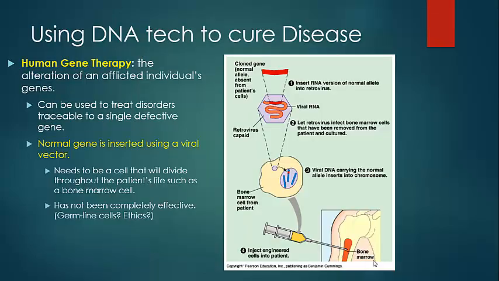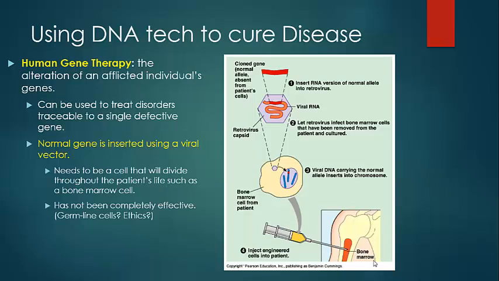All right, what can we use DNA technology to do? One of the things that we're working on DNA technology to do is to cure disease. A method of curing disease using DNA technology is called human gene therapy. The process itself has merit, however, it has not been largely successful so far. It's only been successful in treating a couple of genetic diseases. Let's look at how gene therapy works.